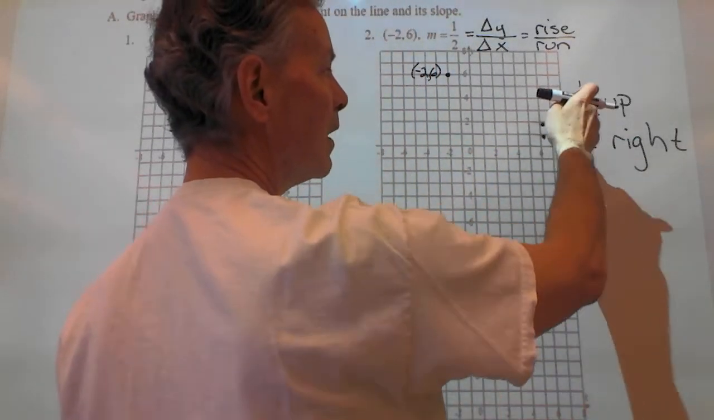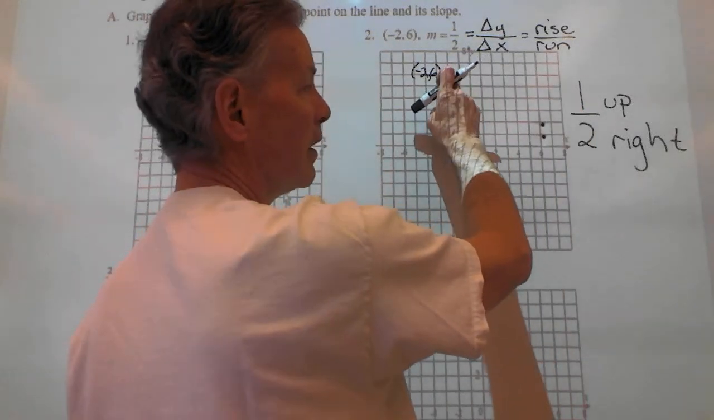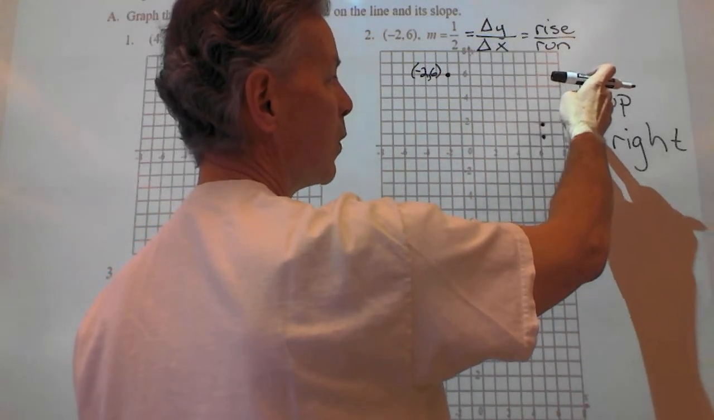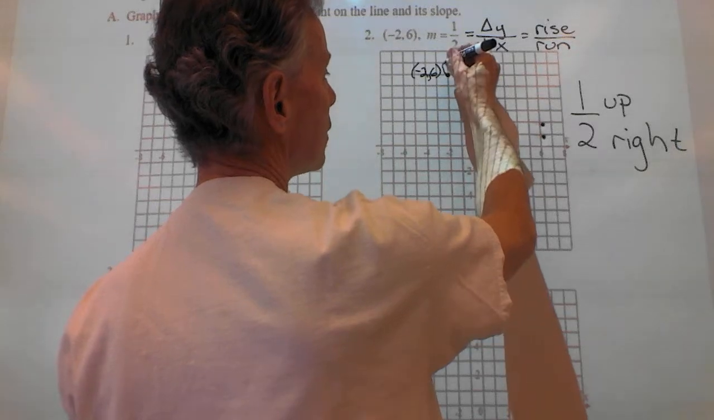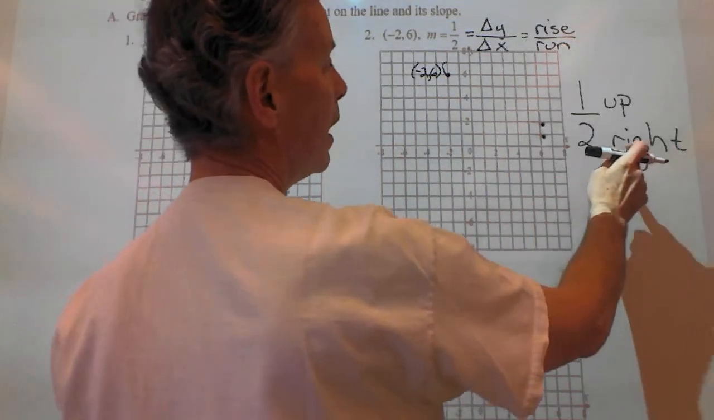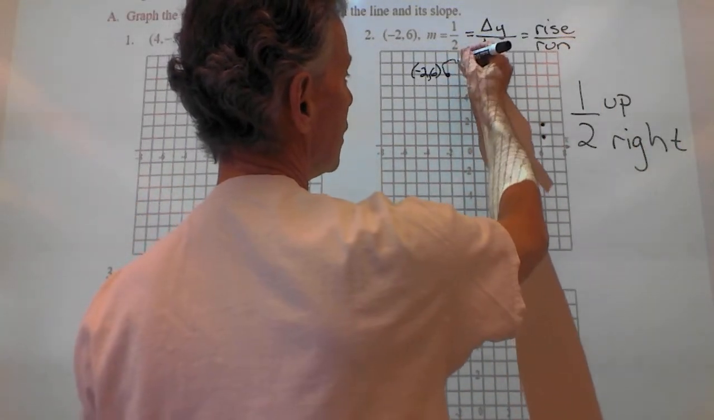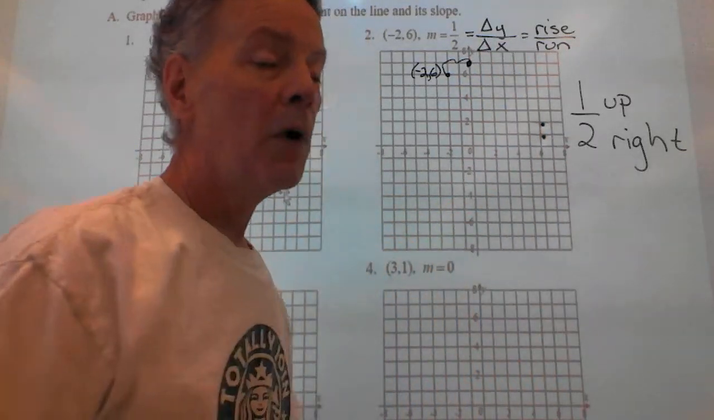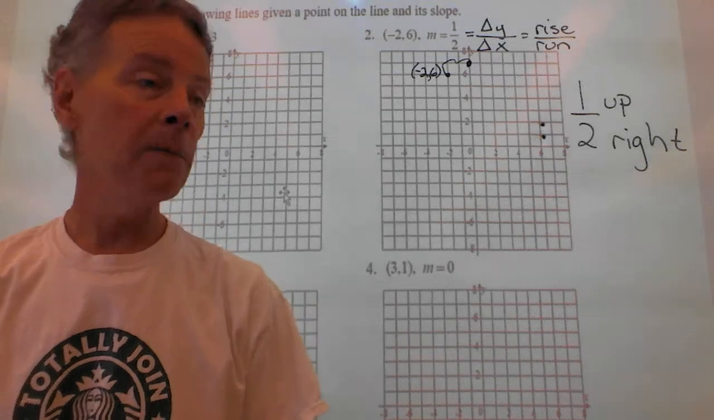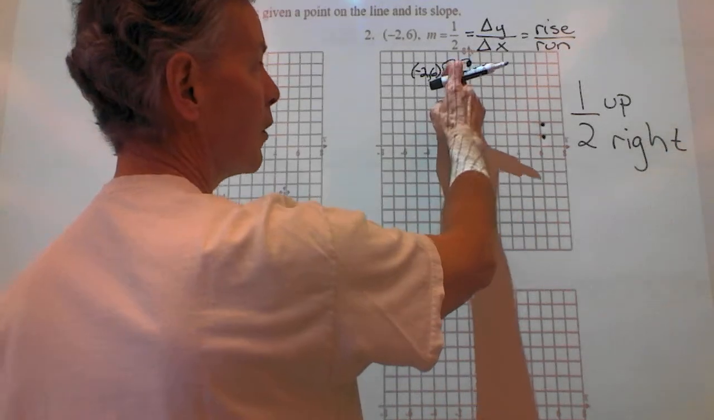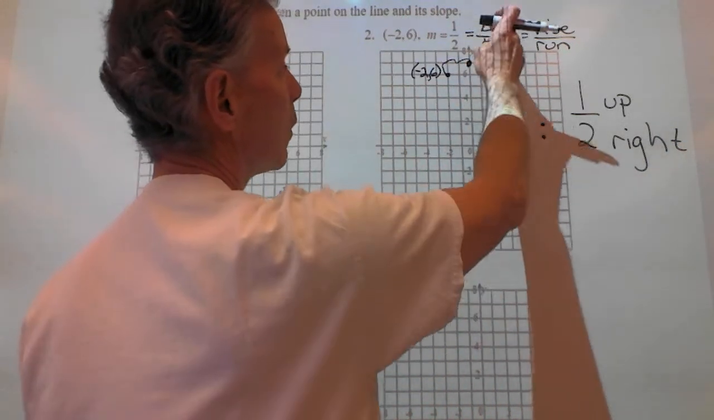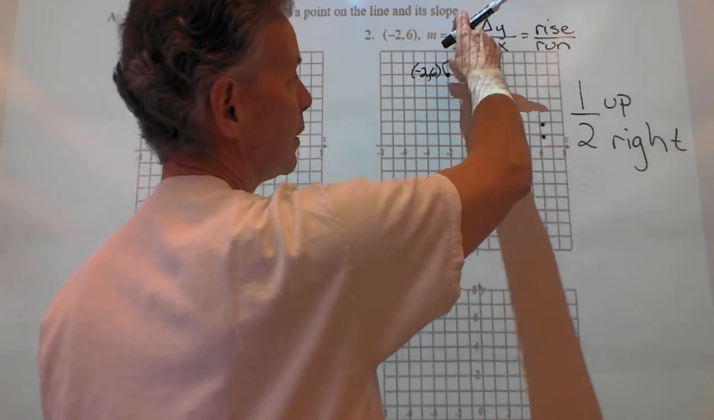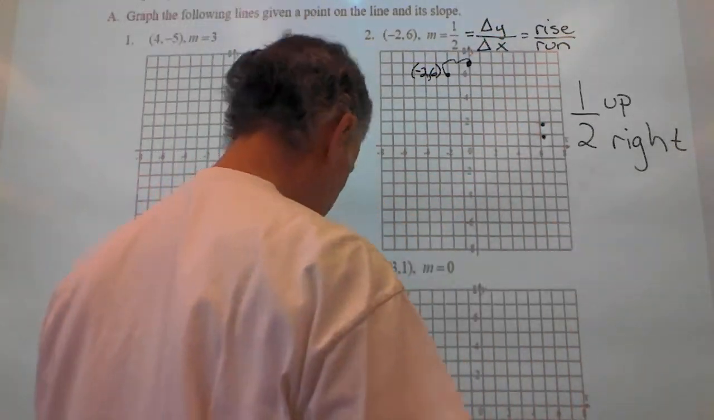So what this is telling you is, if you start here, to get to another point, you have to go up 1. Okay, we went up 1. And you have to go right 2. 1, 2 to the right. Wow. We have our second point. Okay? So again, starting with the point we're given, we go up 1 and right 2. That gets us to our second point.